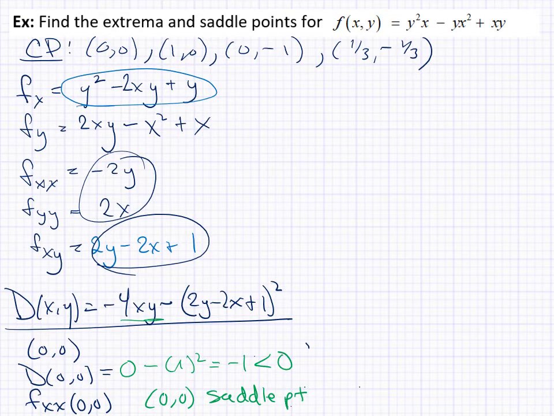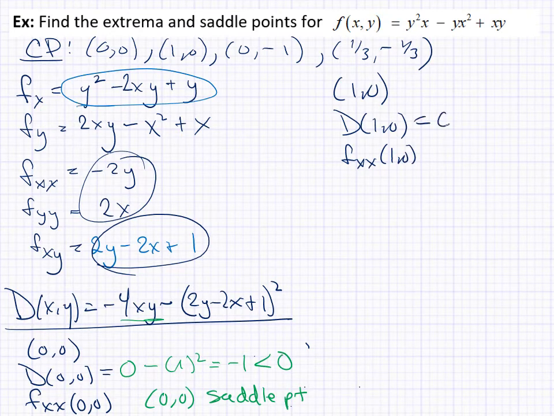We said that 0, 0 has to be a saddle point. All right, let's look at the next one. 1, 0. We'll look at the discriminant at 1, 0, and fxx possibly at 1, 0 if we need to. Well, if we plug it in, the first piece is going to be 0 minus, we plug into the second one, 0 minus 2 plus 1, so that'd be minus 1 squared. So it's still going to be negative 1, so that's less than 0. We don't have to bother with this, so that tells us that 1, 0 is a saddle.